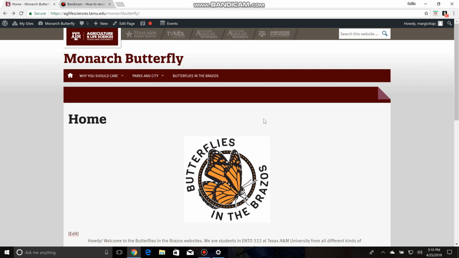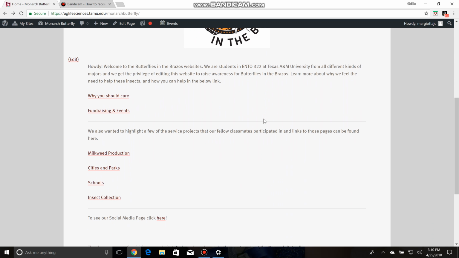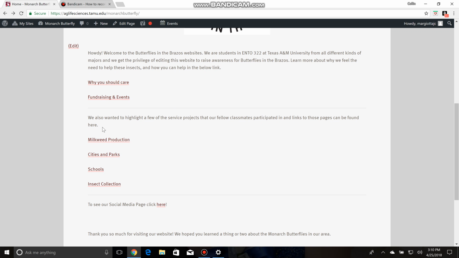Our medium term was to make it look good, and what we ended up deciding to go with for our structure was to start off by having a blurb about the 4 sections. We broke everyone up into these 4 sections right here: Milkweed Production, Cities and Parks, Schools, and Insect Collection. When we go to those pages later, we will see that we started off with some blurbs about what each one was, and then we finished with actual quotes and pictures that you guys sent in.